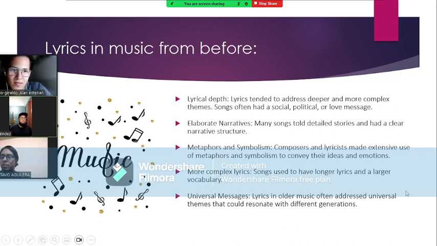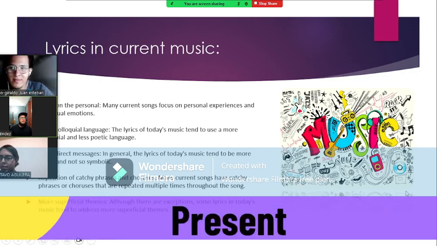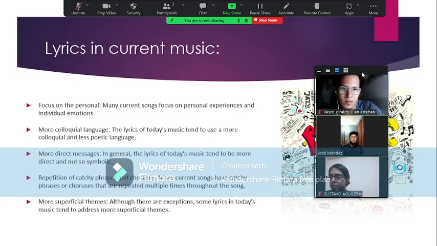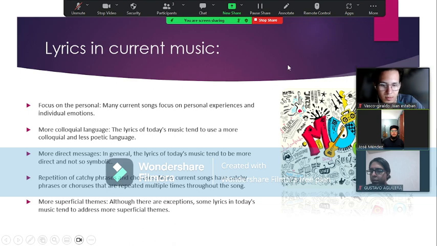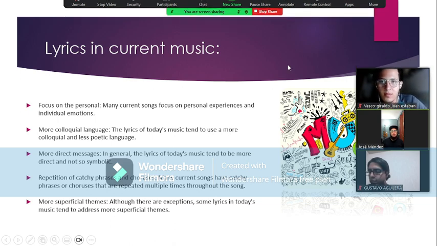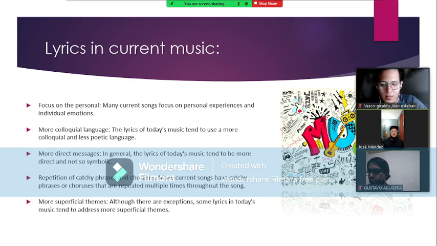Next, please. Okay, second topic, lyrics in current music. Point number one, focus on the personal. Many current songs focus on personal experience and individual emotion. Some examples are hip hop.